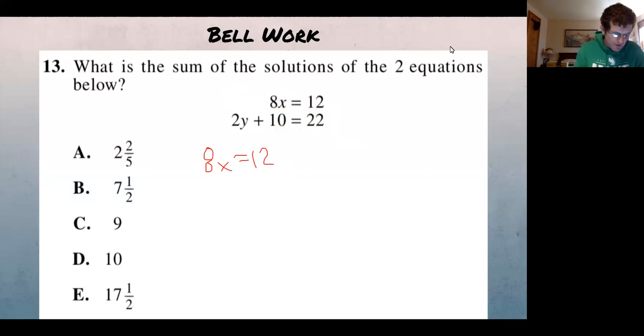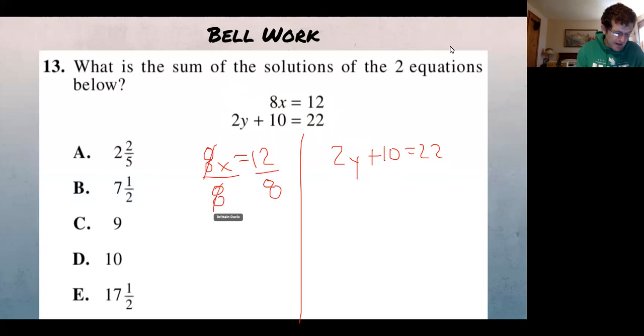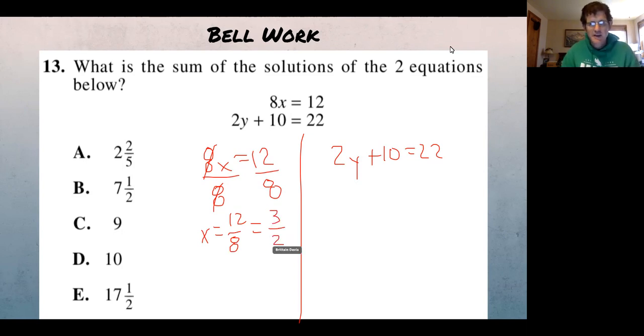The other equation is 2y plus 10 equals 22. So let's just solve the one on the left first. All I need to do is divide by 8, because that will cancel this out, and x equals 12 divided by 8. Now this can simplify, and hopefully you see that both of these have a factor of 4. So this can become 3 over 2. If you forgot how to simplify fractions, hang out and we can get some more practice with that. But anyways, 3/2 is the answer for that one.